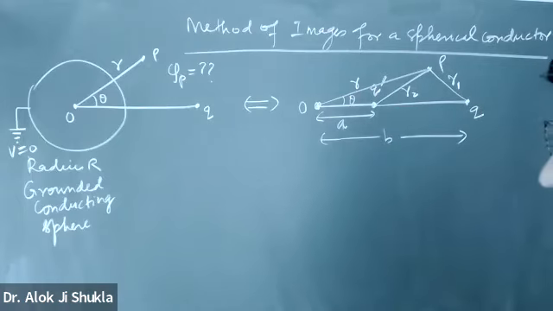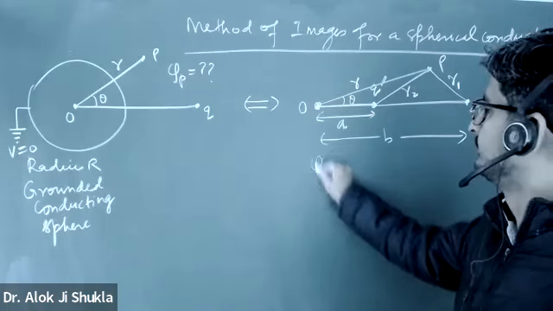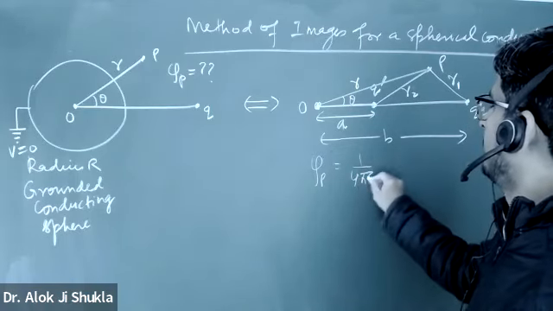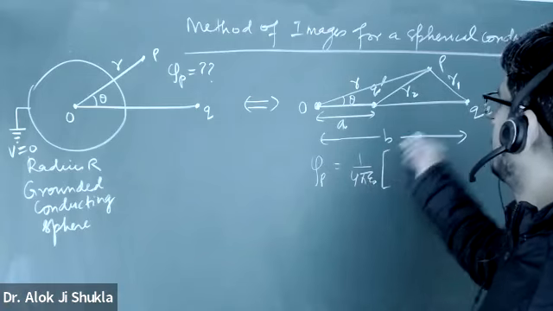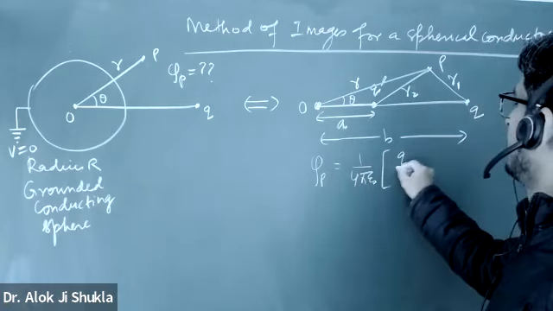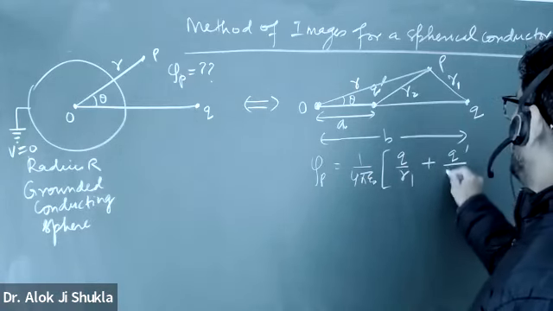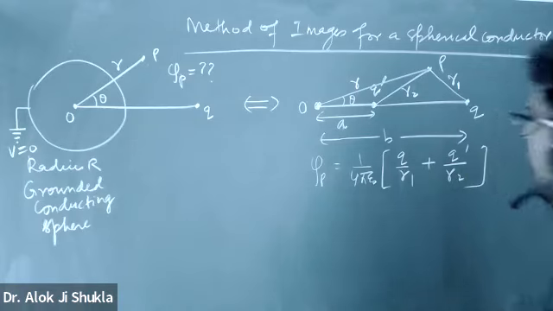Yes or no? What is the potential at P? It is 1/4 pi epsilon naught, Q by R1 plus Q dash by R2. इतना तो सबको समझ आ रहा है?